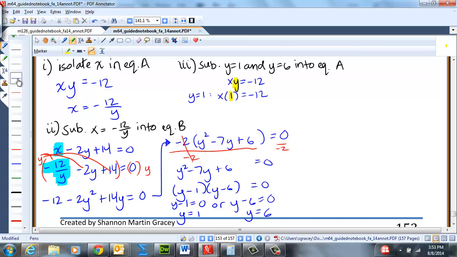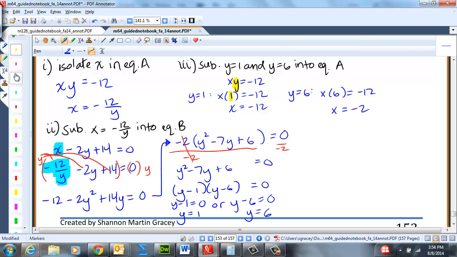And that would give us x is negative 12. For y equal to 6, we would have x times 6 is negative 12. So x would be negative 2. So this is substituting y is 6 into that original equation.